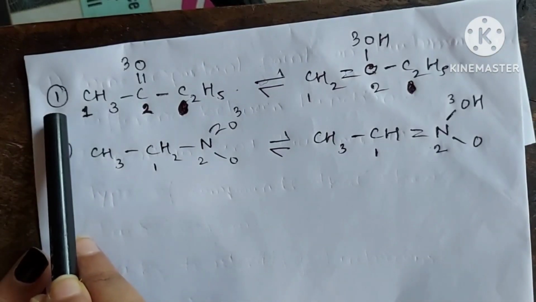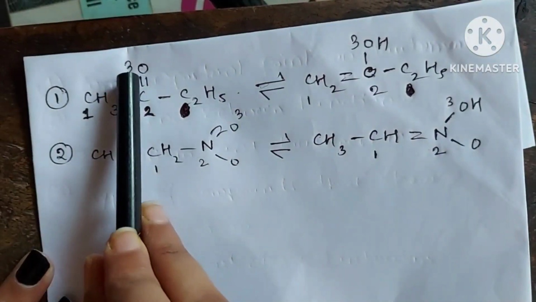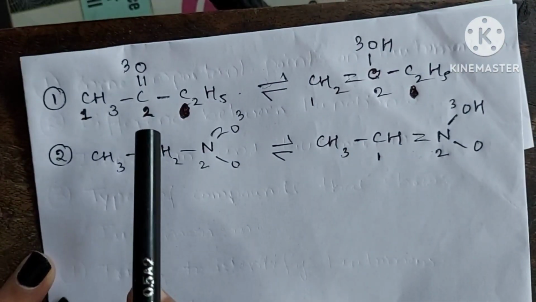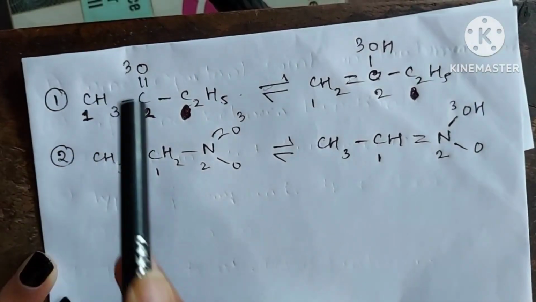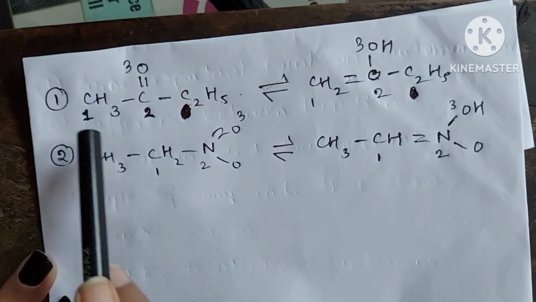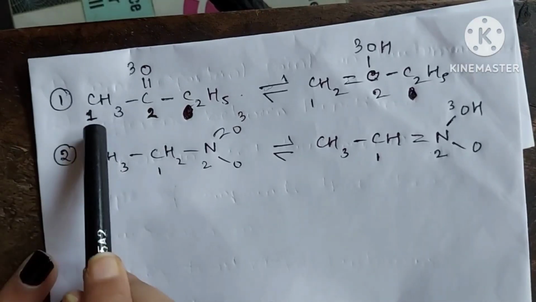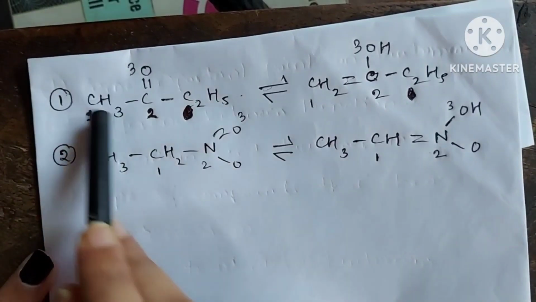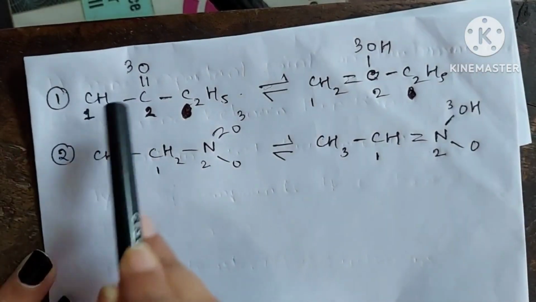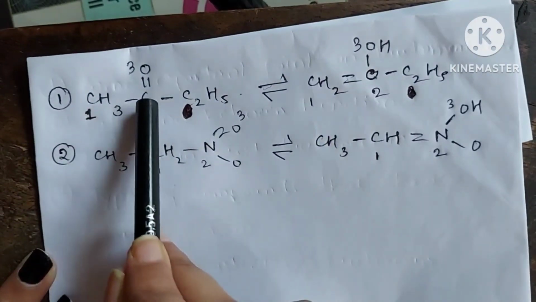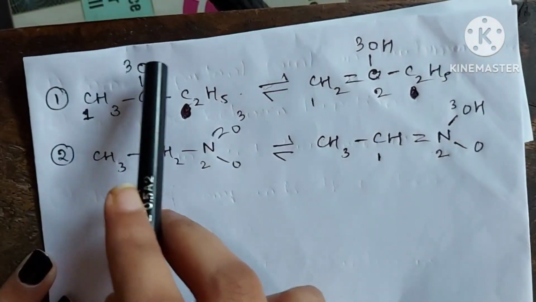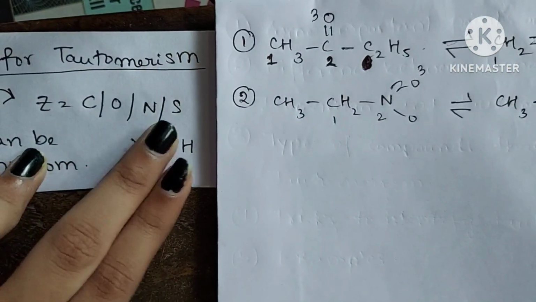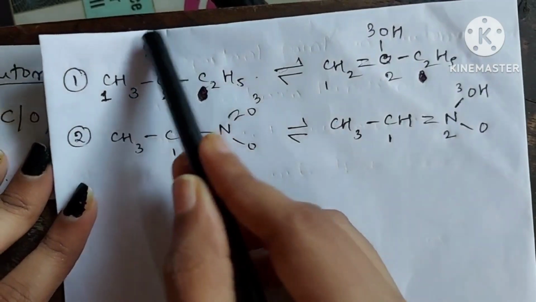In the first example, we can see that I have marked 1, 2, 3, and the double bond is present between 2 and 3. I told you that the double bond will always be present between 2 and 3. Atom 1 should have hydrogen, but 1 cannot be hydrogen itself. Here it has 3 hydrogens, and 2 can be any compound, and 3, I have told you, should be carbon, oxygen, nitrogen or sulfur. Here I have put oxygen.